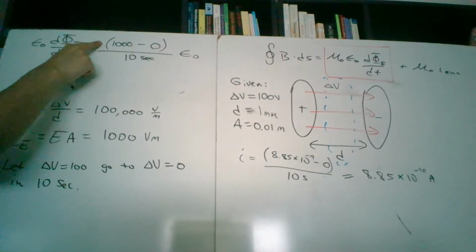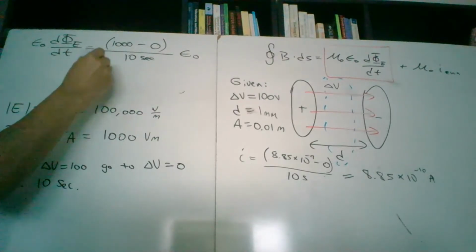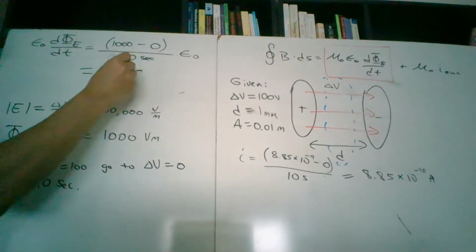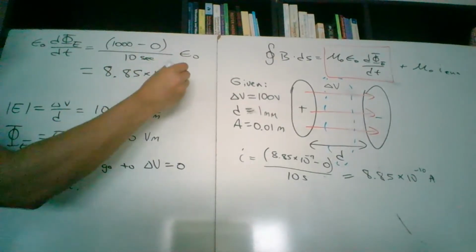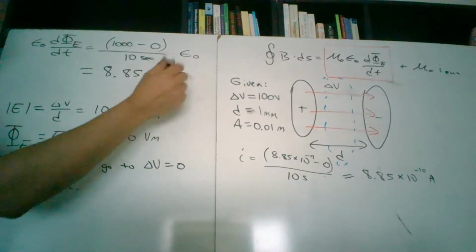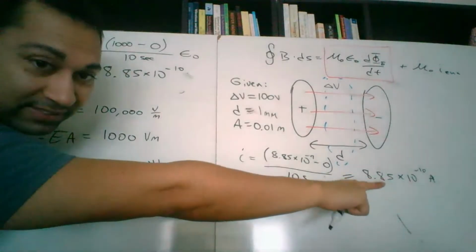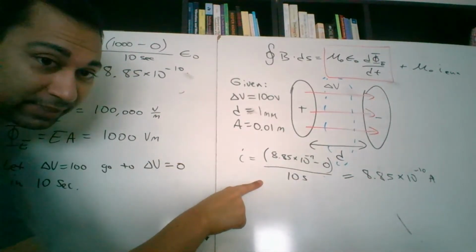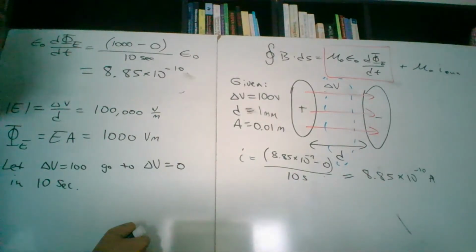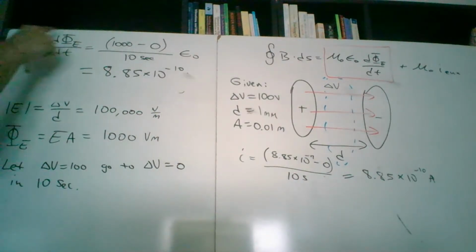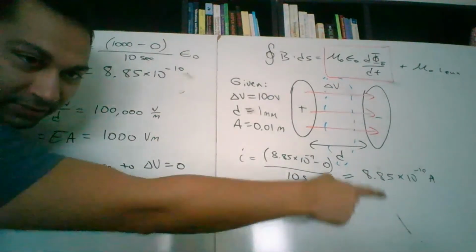So if I do this, I get 100. 100 times epsilon naught is equal to 8.85 times 10 to the power minus 10, which is exactly the same as our current right here. I is equal to 8.85 times 10 to the power minus 10. So if I take the change in the flux and multiply it by epsilon naught, I get the same result as if I just look at the current.